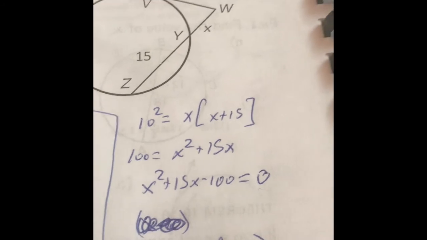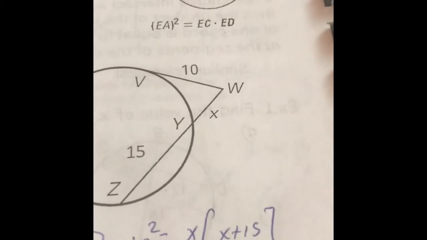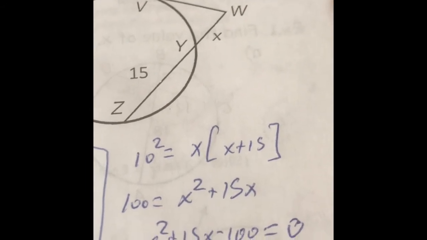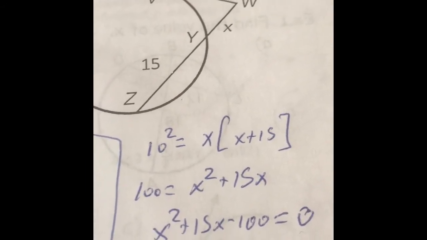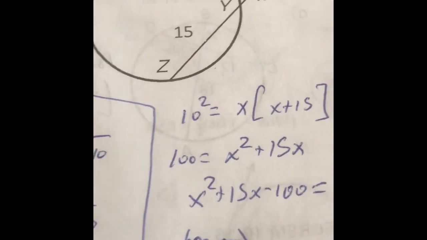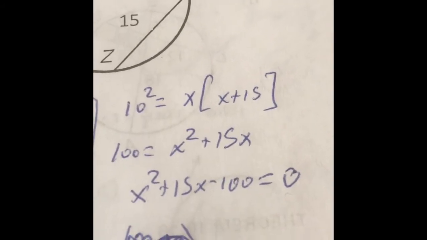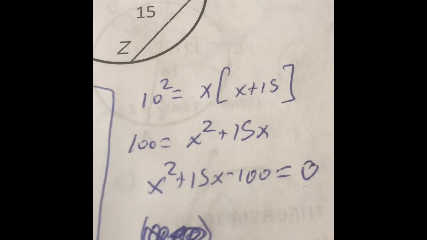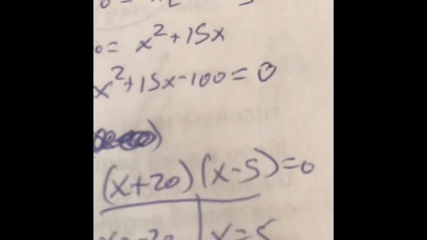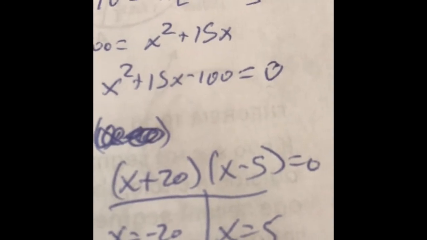All right, so for this last example here, you have a tangent. So tangent squared, 10 squared is 100, is equal to the outside segment times the entire segment. So that's going to be x times the quantity of x plus 15. So you now have 100 is equal to x squared plus 15x. When you bring the 100 to the opposite side, you get x squared plus 15x minus 100 equals 0. That is factorable.